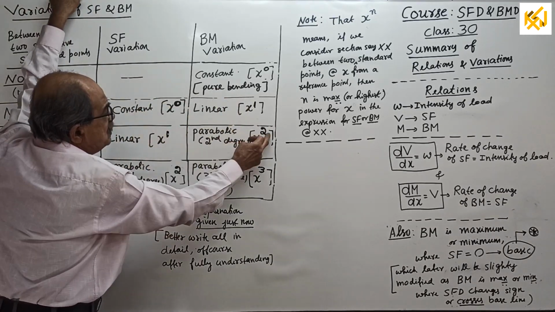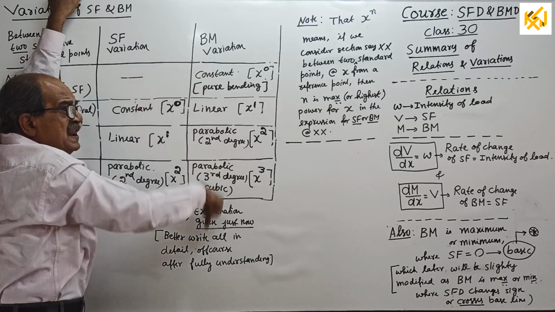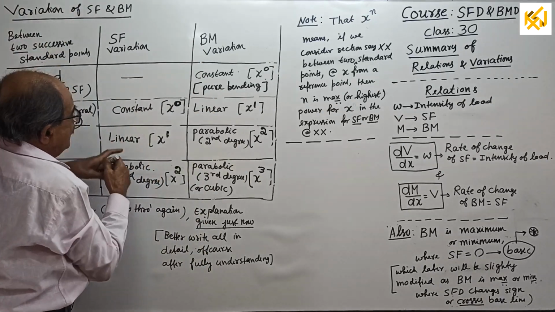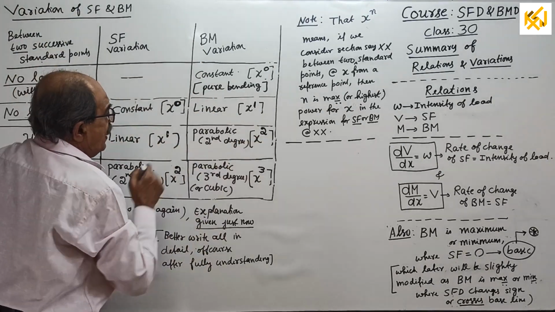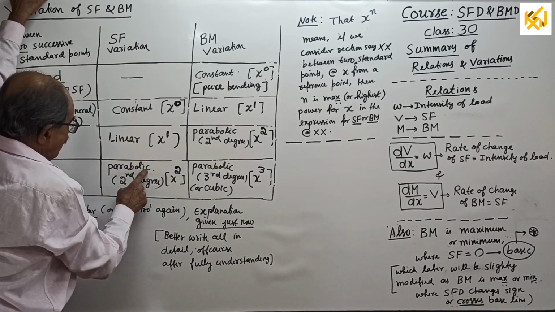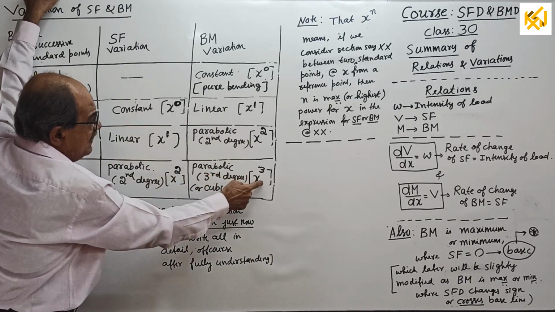UDL means 1 and 2. This way it also increases: x power 1, and then x power 2, square. UVL: parabolic, second degree, x square, x cube.